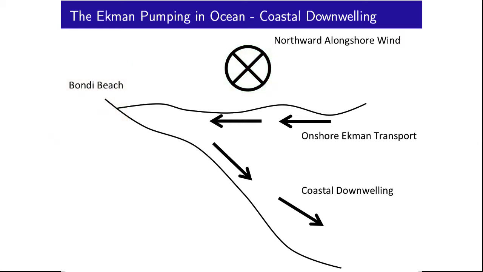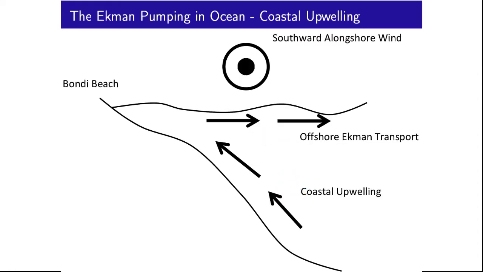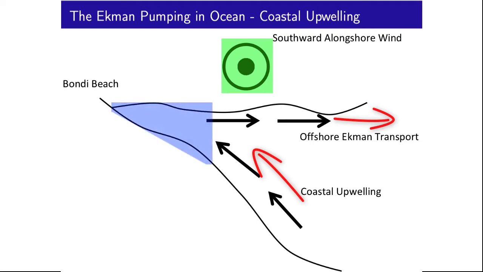Consider a northward wind at Bondi Beach. In this scenario, the Ekman transport in the ocean will be onshore, requiring a downwelling to maintain continuity. Now, if the winds were southward, the Ekman transport would reverse and be offshore, requiring an upwelling of denser waters to balance the flow. This coastal upwelling brings cold, nutrient-rich waters to the surface, which is great for biology and sharks and fishing, but terrible for swimming.